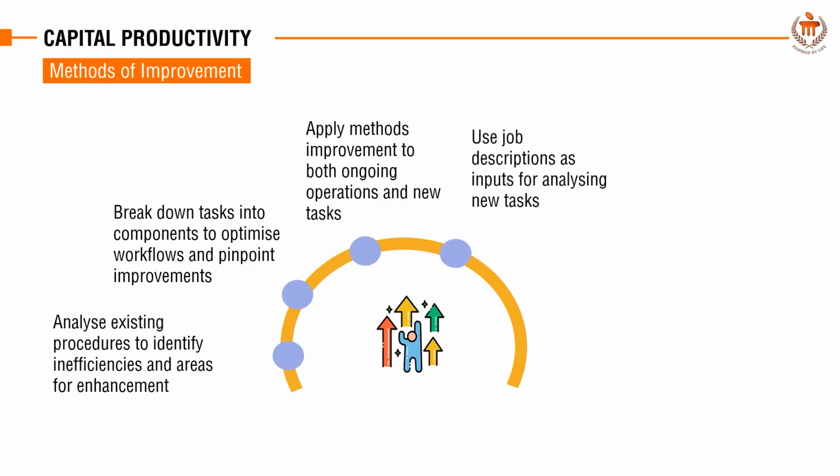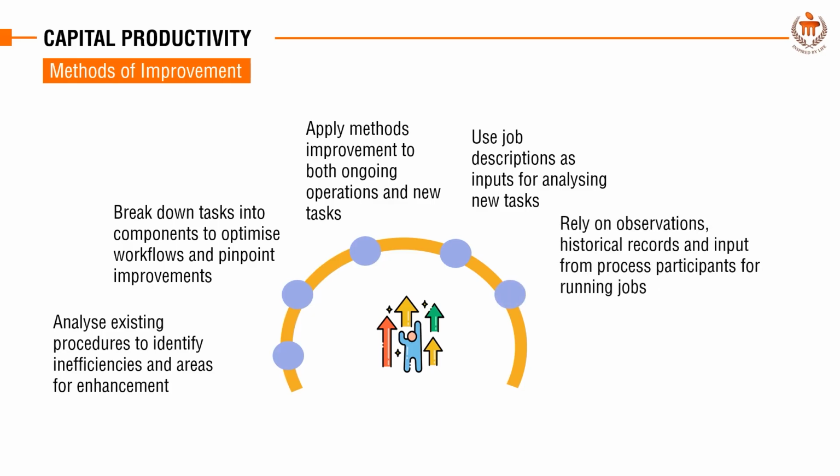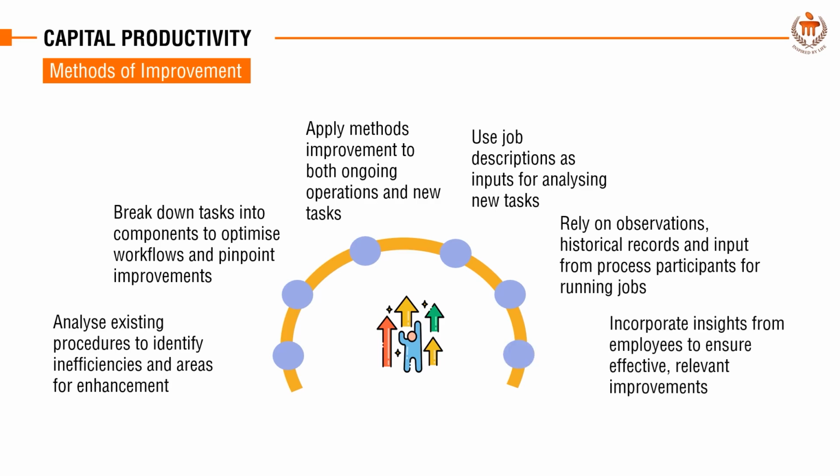For new jobs, the initial job description serves as a key input for analysis, providing a clear understanding of expected outcomes and requirements. When analyzing running jobs, the analyst relies on a combination of observations, historical records, and input from individuals involved in the process. This collaborative approach ensures that insights from those with first-hand experience are considered, leading to more effective and relevant improvements.